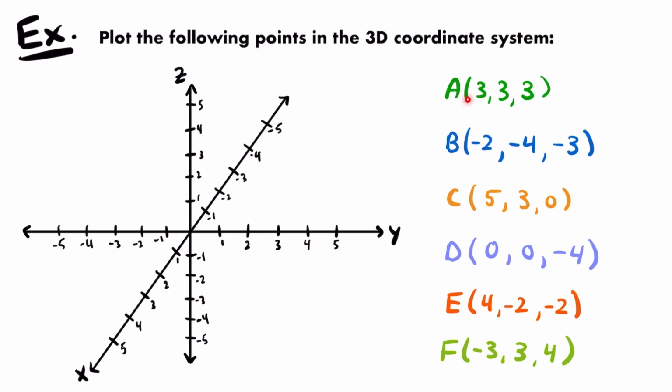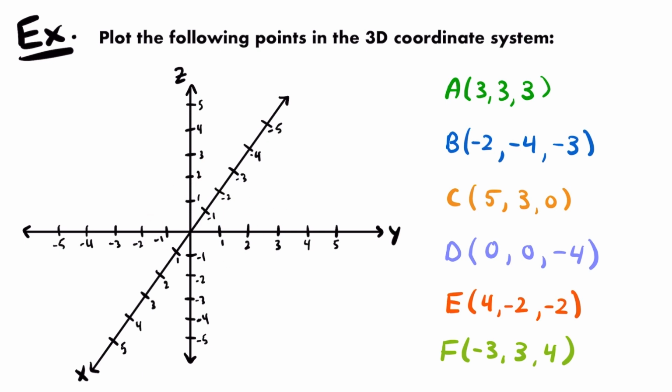So let's work on plotting this point. The first thing that we want to do is locate where the x and y coordinates would be located in our system. And so notice that on our x-axis here, the positive numbers are coming out towards us. So positive x equals 3 is right here. And then for the y-axis, the positive numbers are on the right side here, and this is y equals positive 3.